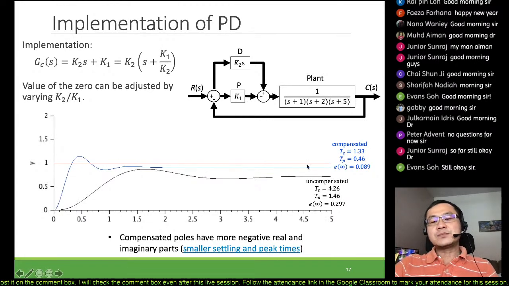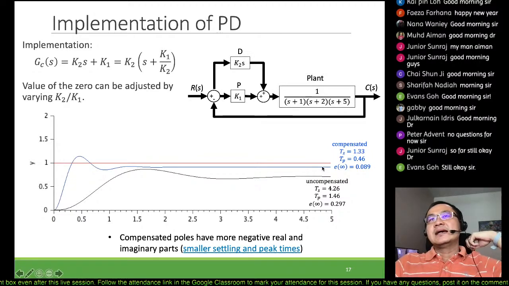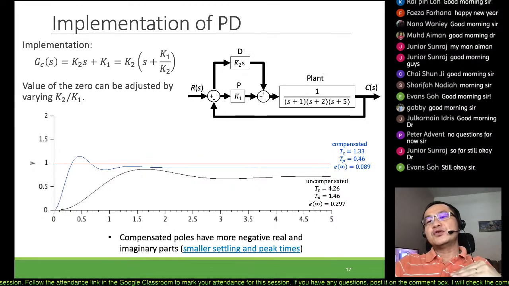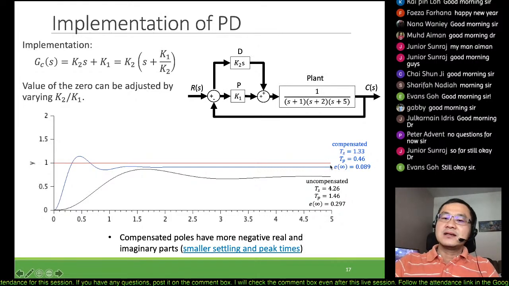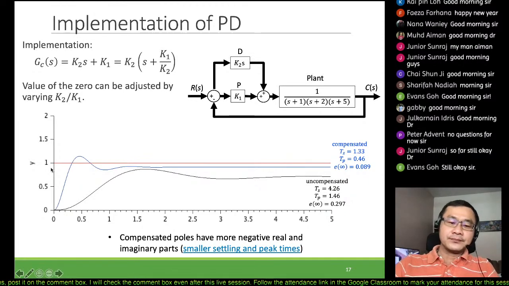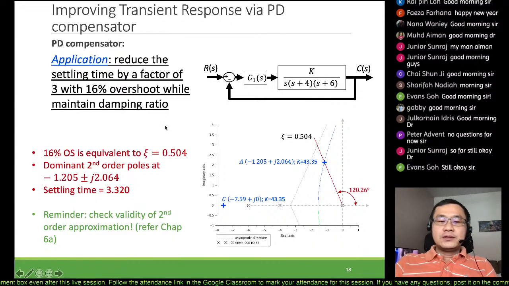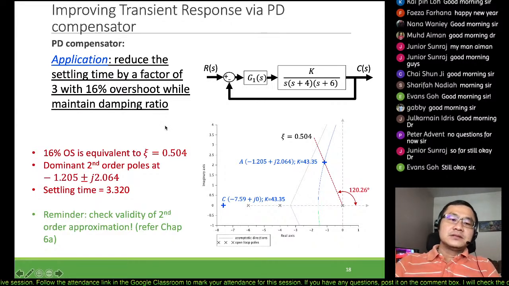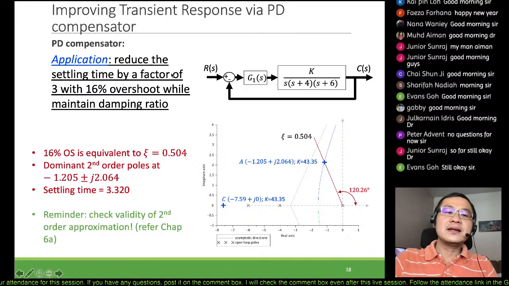But then because of this PD, remember, if we increase the gain, the steady state error will reduce, okay, but still not zero. That's why you can see that the steady state error still exists, okay, but then the performance has actually improved, right? So how can we do that? This is an example of how we can implement it, right?